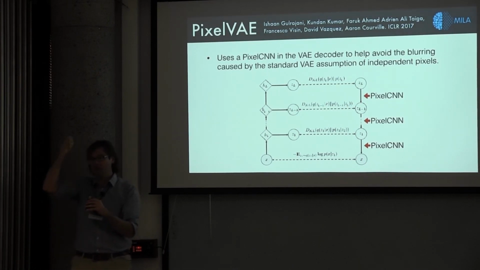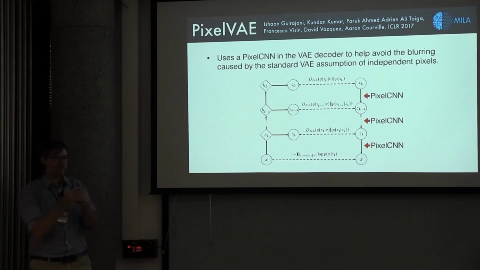In a standard VAE model, we're making these independent Gaussian approximations. Here, instead of using just a single independent Gaussian, we're actually going to stick a pixel CNN model that we've talked about earlier in between these different values of the hidden units. So here again, our goal is to model images.